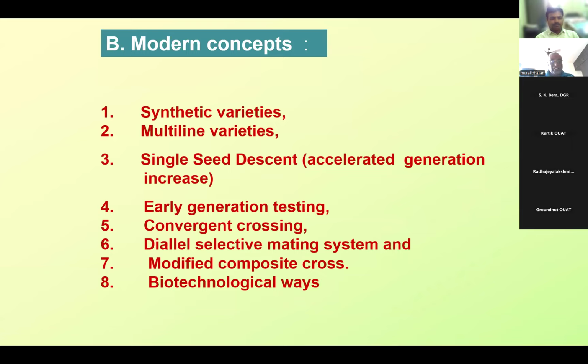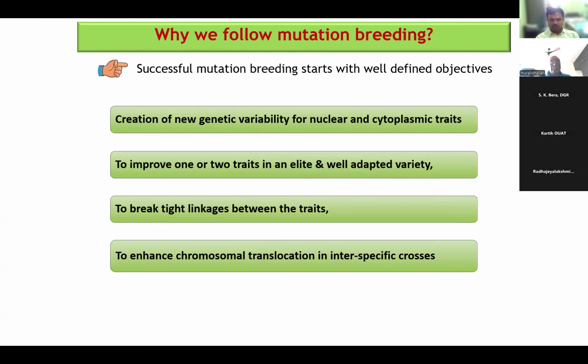So out of this, the biotechnology tool has become very popular in the last 2 decades. We could release many varieties for quality improvement, like high oleic acid and disease resistance, such as GPBD4. We have very good examples from biotechnological ways also. Then why do we follow mutation? That is mainly for improving 1 or 2 traits in an elite or well-adapted variety and to break tight linkages between the traits. For these two, we are doing mutation breeding.